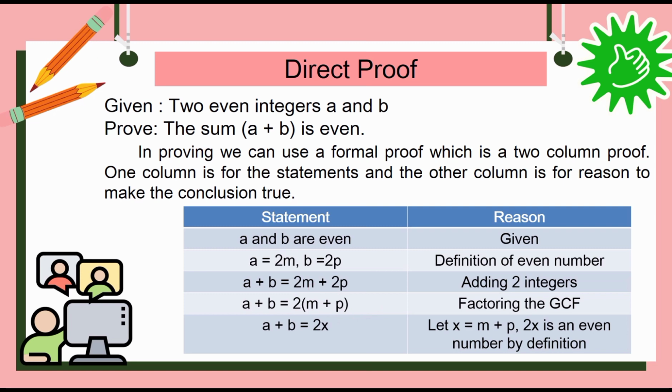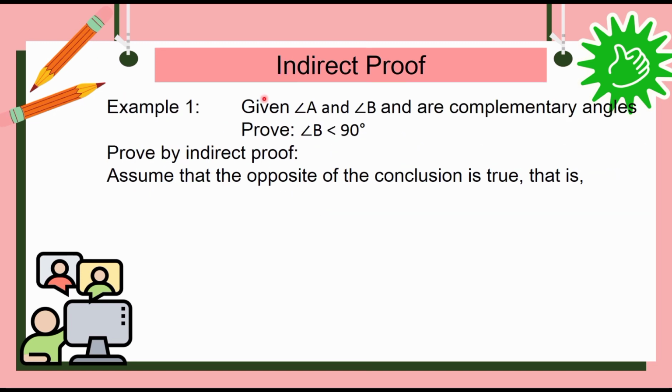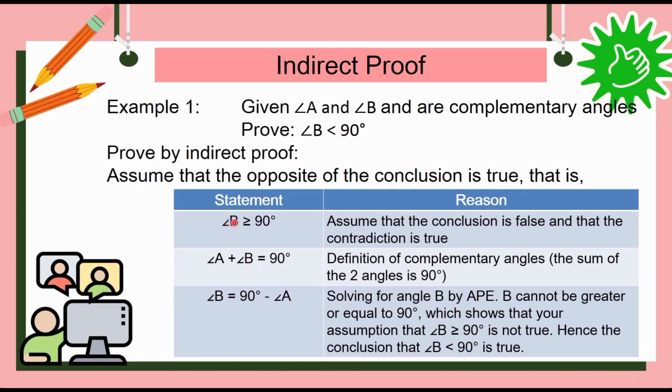Okay, let us have the indirect proof. So, we have example number 1. Given angle A and angle B are complementary angles. We need to prove that angle B is less than 90 degrees. Okay. So, prove by indirect proof: assume that the opposite of the conclusion is true. So, that is angle B greater than or equal to 90 degrees. So, nagkaroon tayo ng contradiction. Our reason: assume that the conclusion is false and that the contradiction is true.